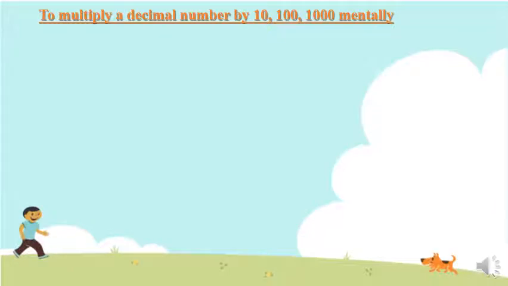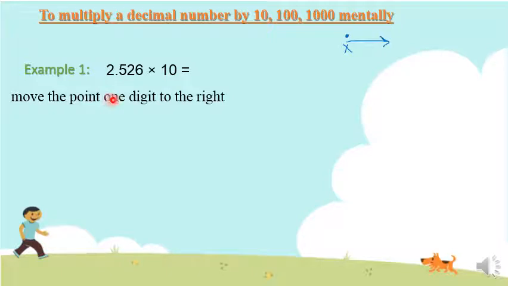Finally, for this session, we are going to learn how to multiply a decimal number by 10, by 100, and by 1000 mentally, without writing them in the vertical form. Keep it in your mind, whenever you multiply a decimal number by 10, 100, 1000, or 10,000, the decimal point will move to the right. How many digits depends on the zeros of the multiplied number. Let's take an example. Example 1. Let's multiply this decimal number by 10. What to do? Move the point one digit to the right.